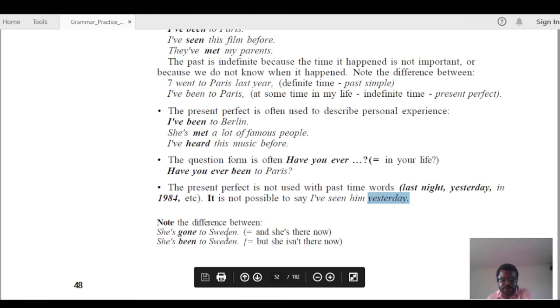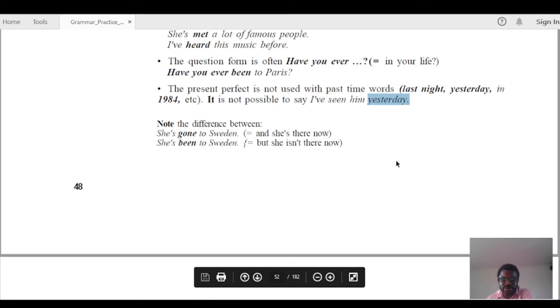Then note the difference between she's gone to Sweden and she's been to Sweden. She's gone to Sweden means she's there now. She's been to Sweden, but she isn't there now. Did you see that? She has gone to Sweden. She has gone out. That means she's not here now. She's been to Sweden. That means she's been there, but now she's back. She's here with us.